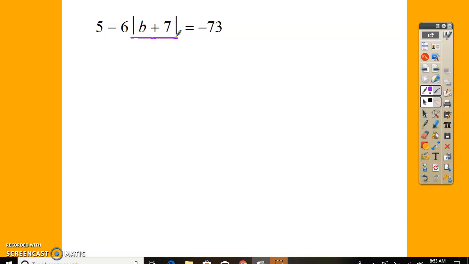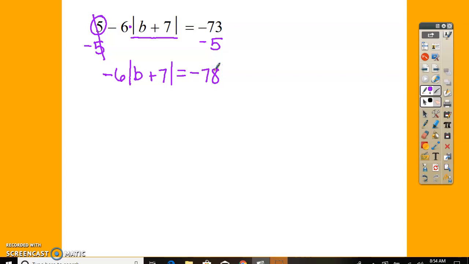So I have to start with the one that is not directly connected to my absolute value. So I can't move the negative 6 first. It's directly connected with multiplication. But this 5 is what's not directly connected. Right now it's a positive 5, so in order to move it to the other side, I'm going to subtract 5. So on the left side, those 5s cancel. I bring down the negative 6 times the absolute value of b plus 7 equals, and now on the right side I have negative 73 minus 5, which is a negative 78.